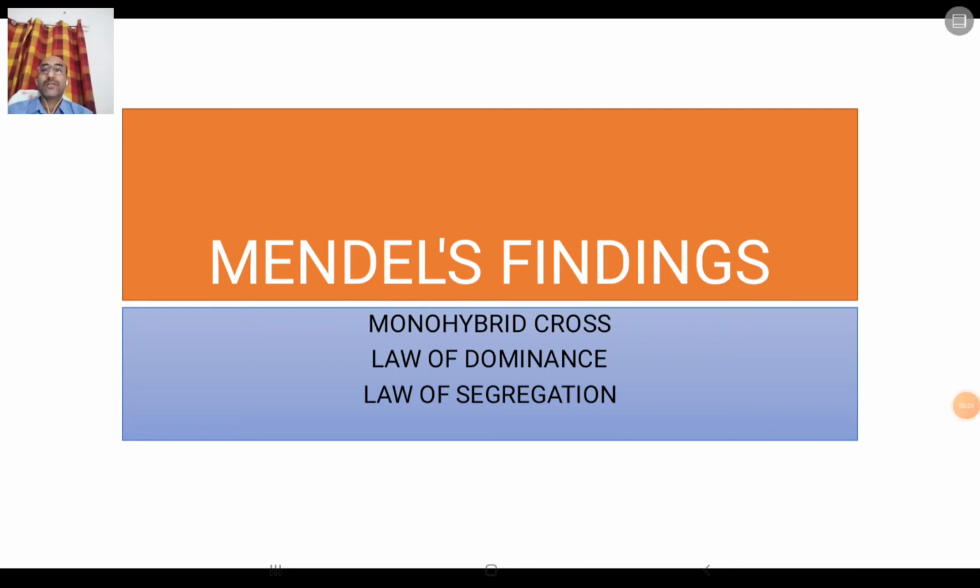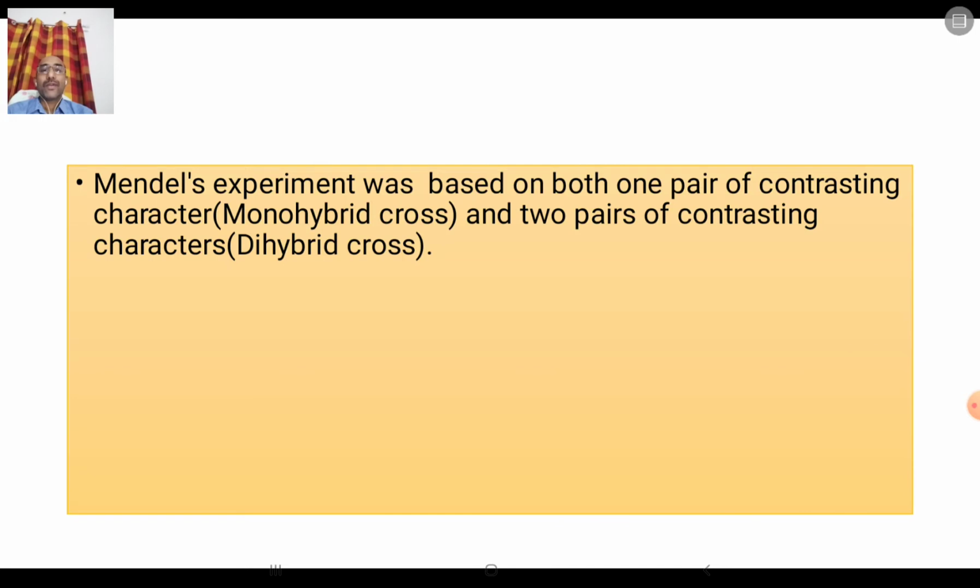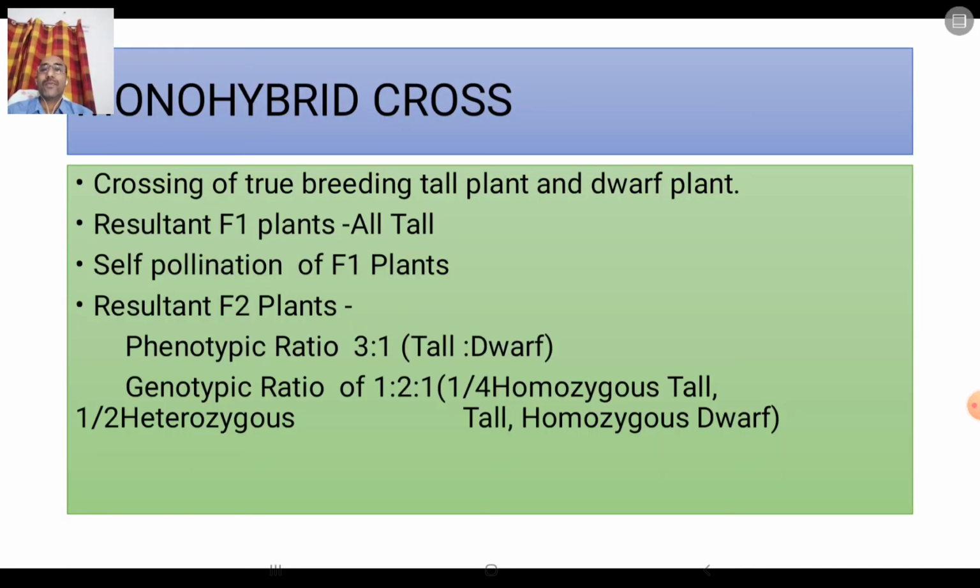So welcome you all to the next series of our Mendel's laws of inheritance. Today we'll study about the monohybrid cross and the various laws that have been derived from this particular experiment. Now you know that Mendel did two types of experiment. One was based on a single pair of contrasting character, which we call as monohybrid cross, that we'll study today, and another one was based on two pairs of contrasting characters, which we call as dihybrid cross. So let us come to the monohybrid cross.